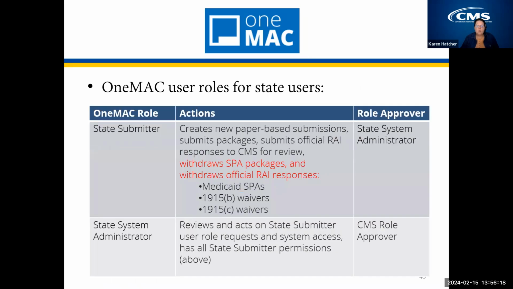As you can see, the OneMAC system has only two roles for state staff. The first role is the state submitter. This role allows for creation of a paper-based SPA, submitting SPA packages, and submitting official RAI responses for CMS review for Medicaid SPAs, B and C waivers. A new feature recently added is that states can withdraw RAI responses and SPA packages via the OneMAC system. The second role is the state administrator. This role can review and act on state submitter role requests and perform all the tasks that a state submitter can do.